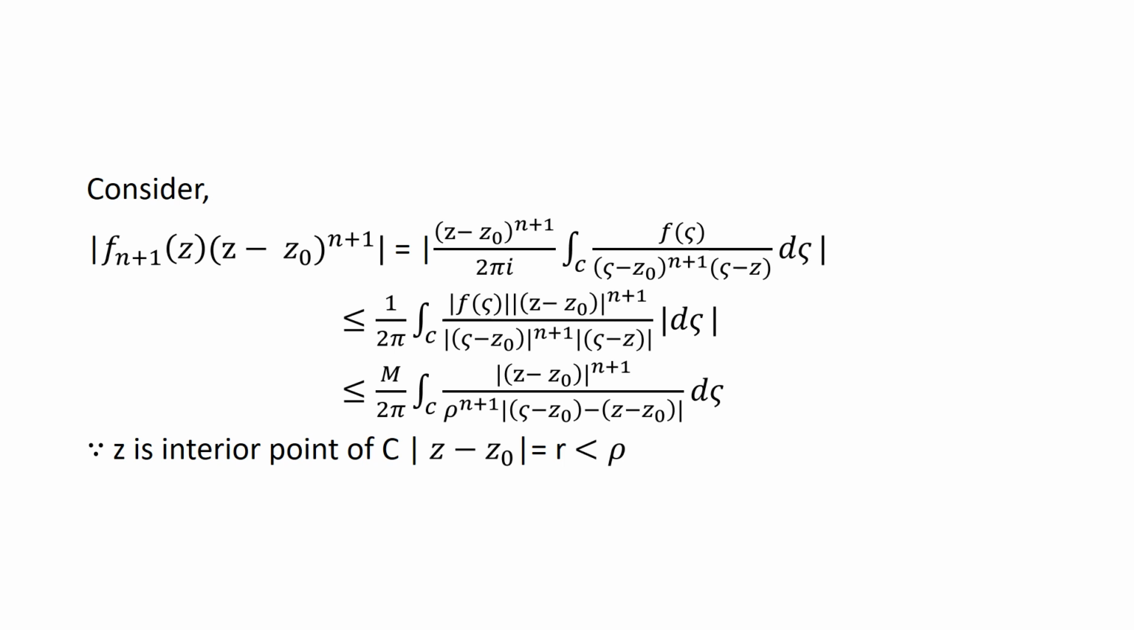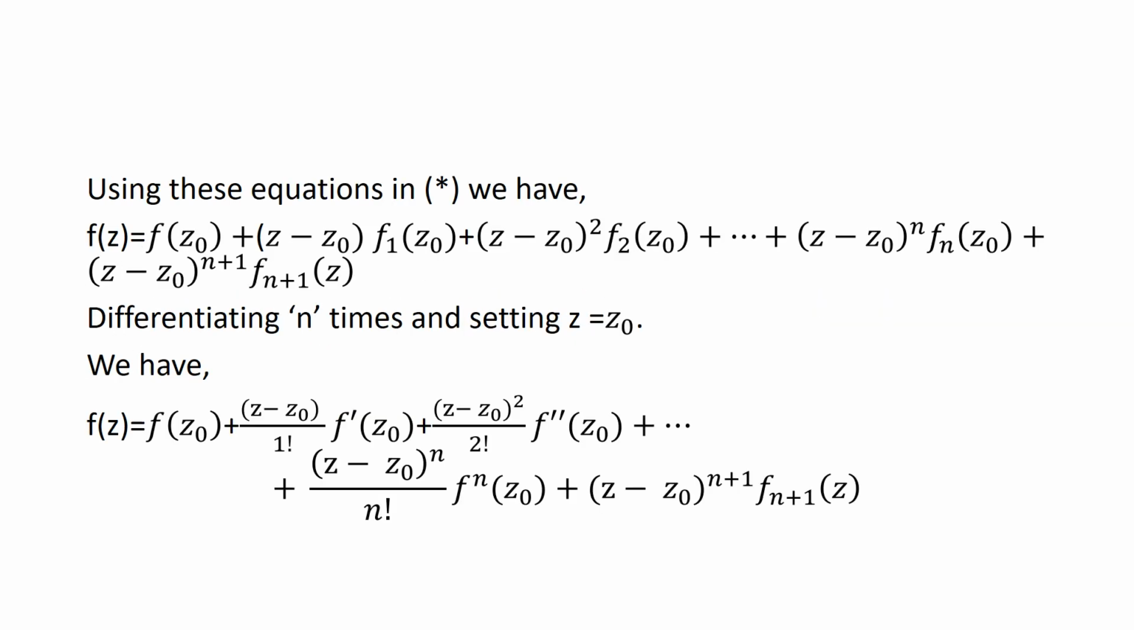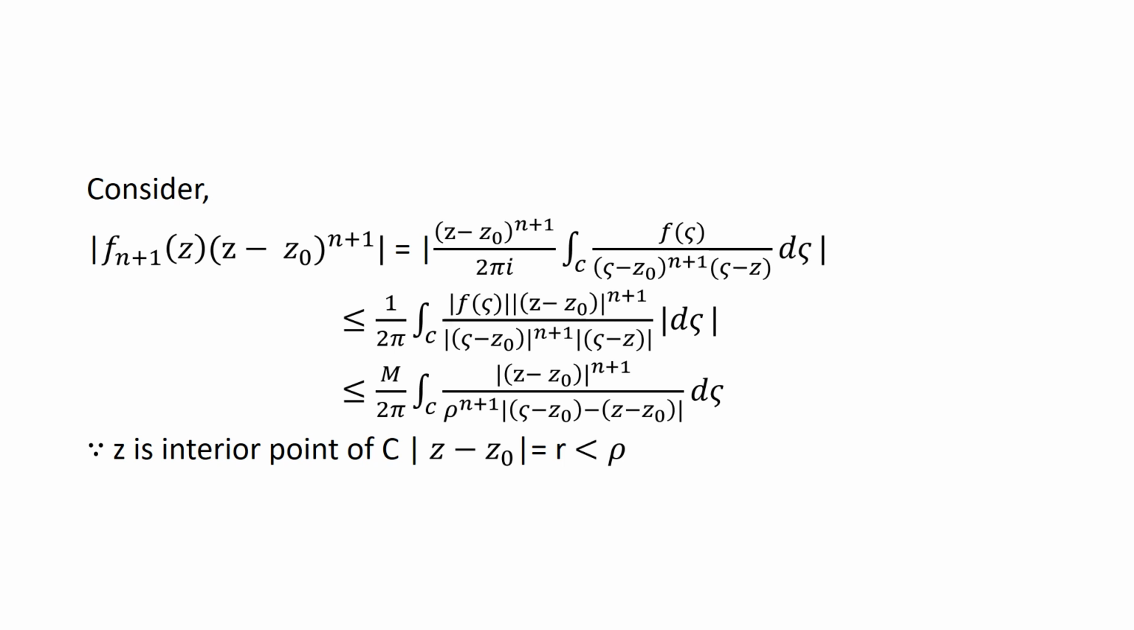Consider now the modulus of fn plus 1 of z into (z minus z naught) power n plus 1. That is the last term we have derived in f of z. That is equal to the modulus of (z minus z naught) power n plus 1 by 2 pi i, integral over c of f of zeta by (zeta minus z naught) power n plus 1 into (zeta minus z) d zeta.